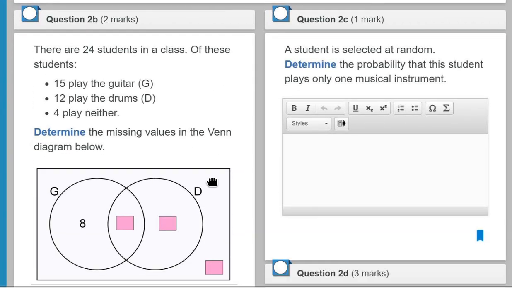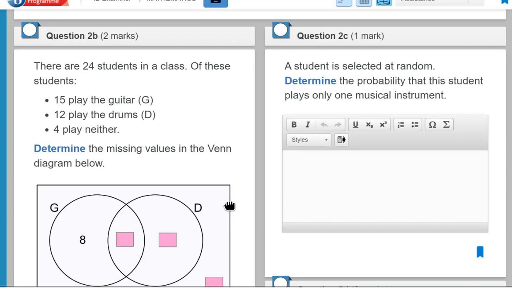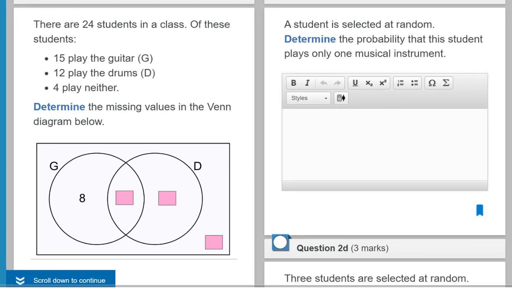There are 24 students in a class. Of these, 15 play the guitar, 12 play the drums, and 4 play neither. Determine the missing values in the Venn diagram. A 2 mark question, not a difficult one, I suppose. 4 play neither, so you can write 4 instantly here.